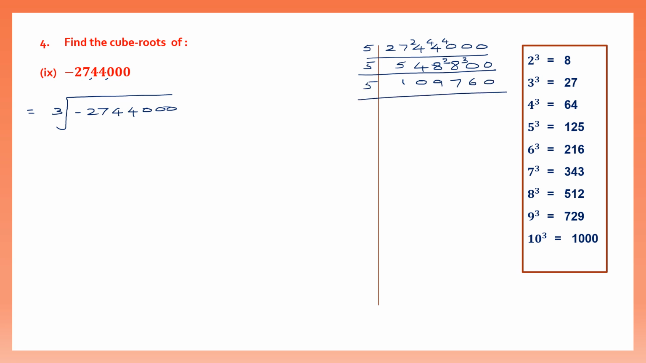Continue with 5. 5 twos are 10. Then 5 ones are 5. There is 4 left, 47. 5 nines are 45. There is 2 left, 26. 5 fives are 25. There is 1 left, 5 twos are 10. Now we can use 2.